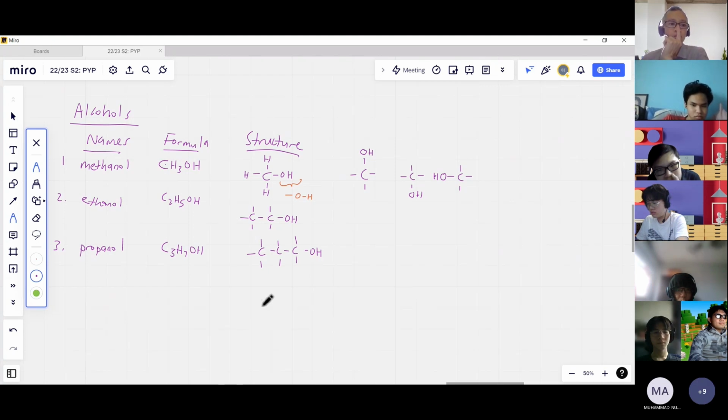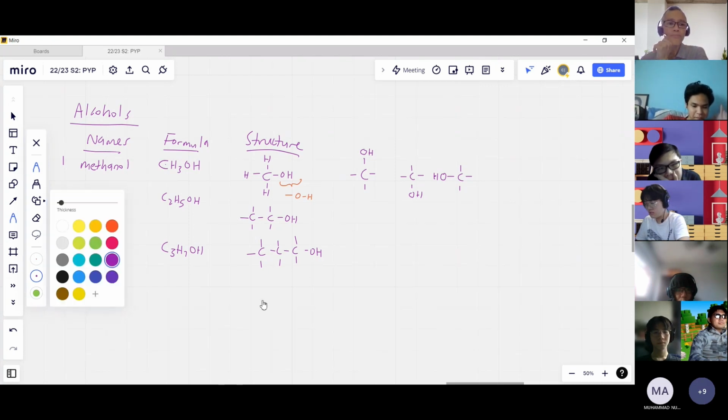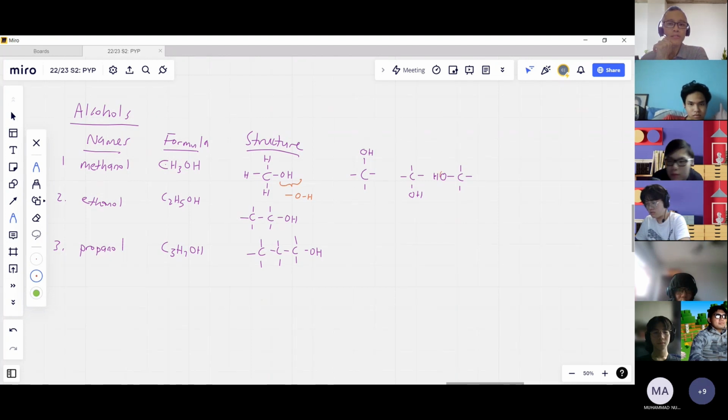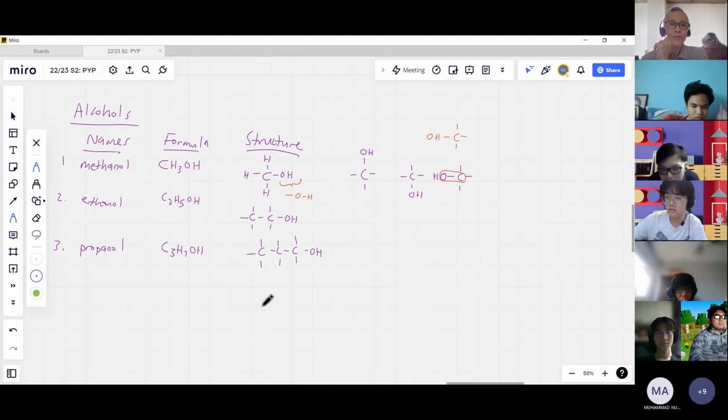Why is that so? Because you must clearly show that the bond is between O and C. In other words, you cannot draw this. In this case, the meaning is the bond is not between C and H, which is not correct. So be very careful of how you draw.